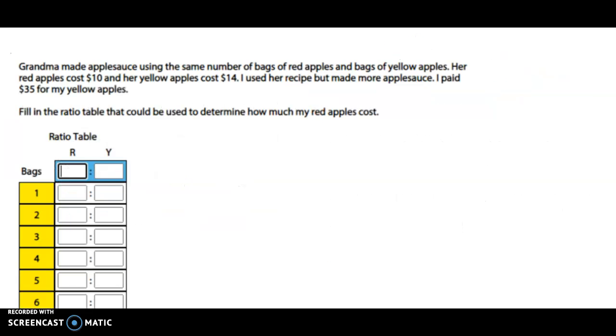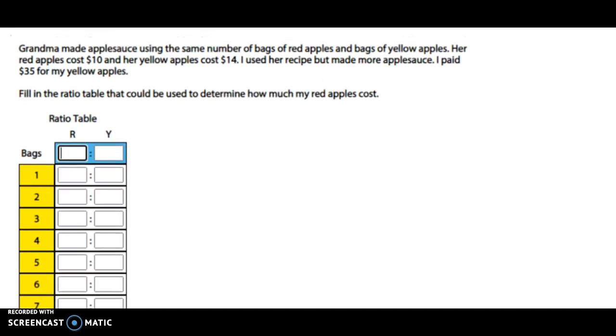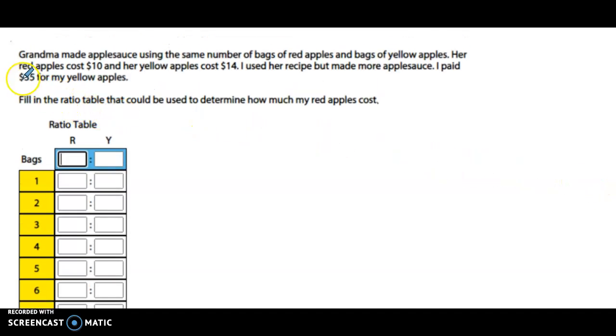Okay, one last example here. Some of you saw this question yesterday in Think Central. You can go back and fix it if you want to, if you just saved and closed because you didn't know how to solve this one. Grandma made applesauce using the same number of bags of red apples to yellow apples. And I know this is going to be a proportion situation because same number of bags in a pattern.